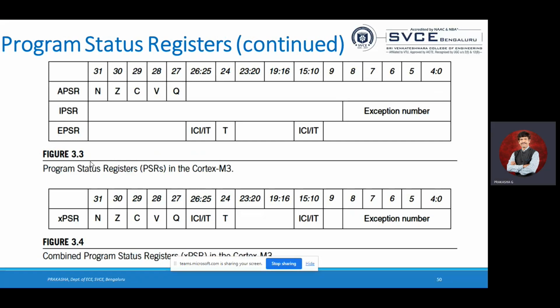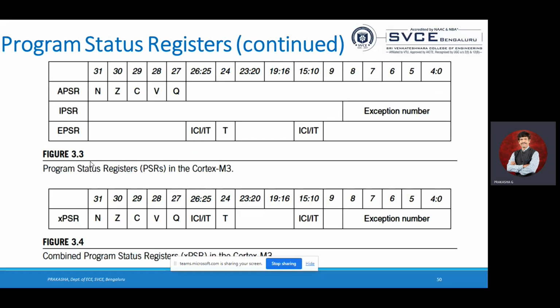Is NZCVQ there on the screen? Yes, correct. What is N? What is Z? What is C? What is V? It's an individual bit of the program status register. Individual bit. 32 bits are there. All the 32 bits are in different notations.